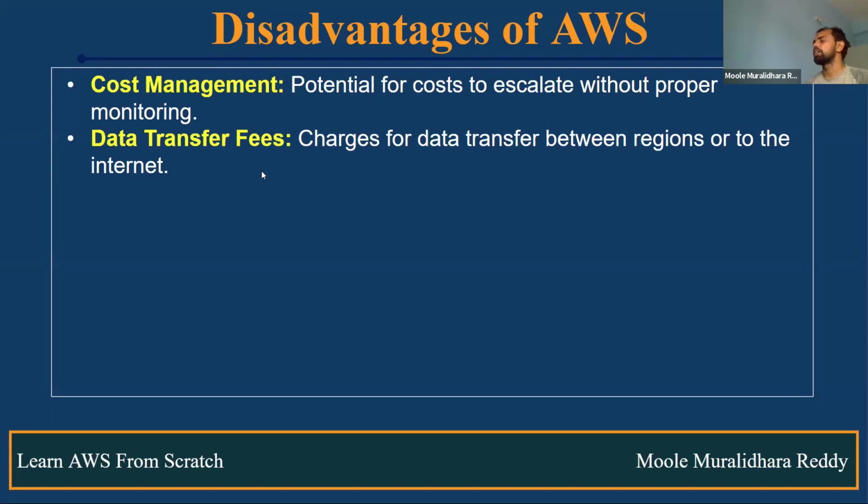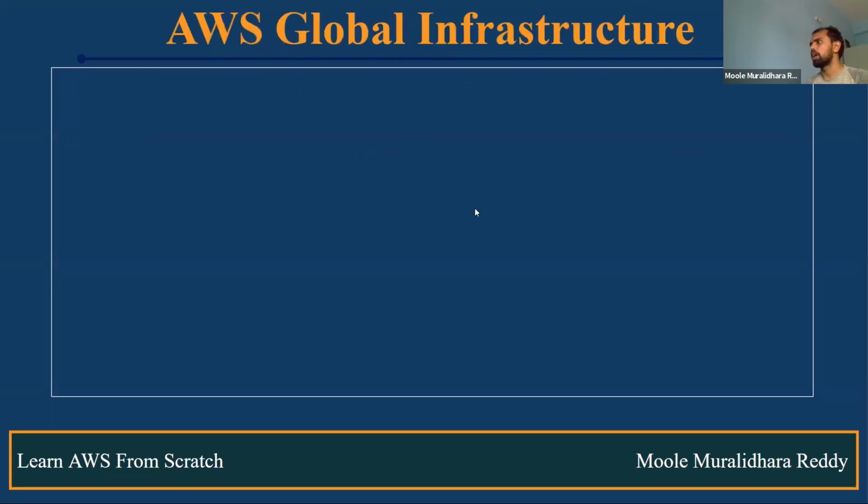Next, data transfer fees as well, like from one region to another region. If any data is transferred, it will be chargeable, whether it is over the internet or within the region. Everything will be extra chargeable compared to normal on-prem.